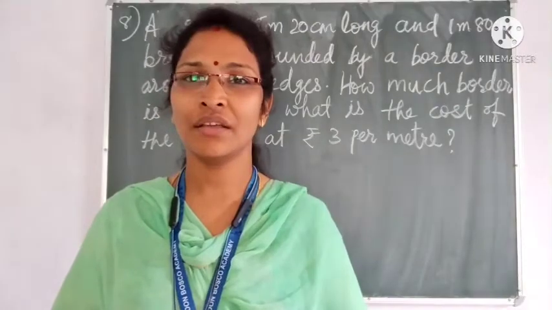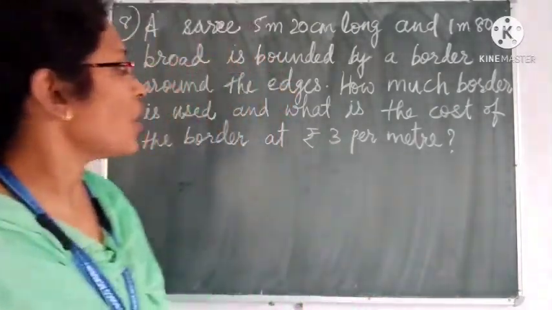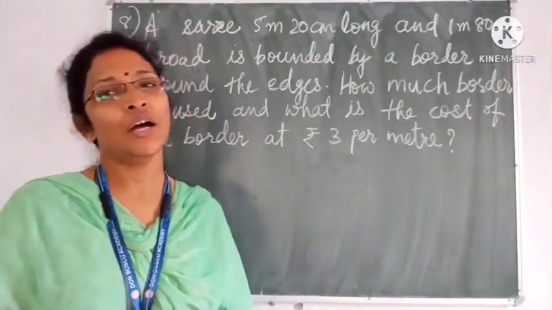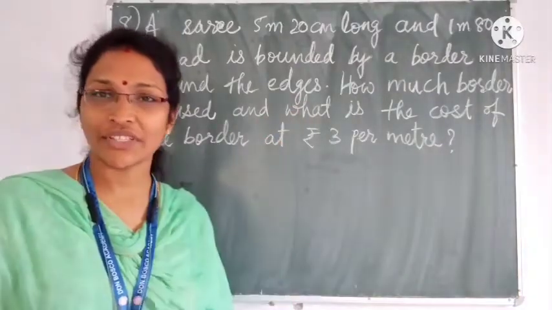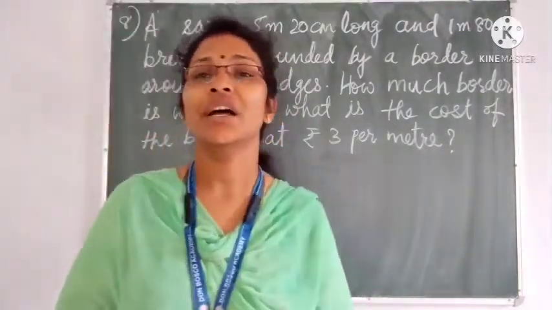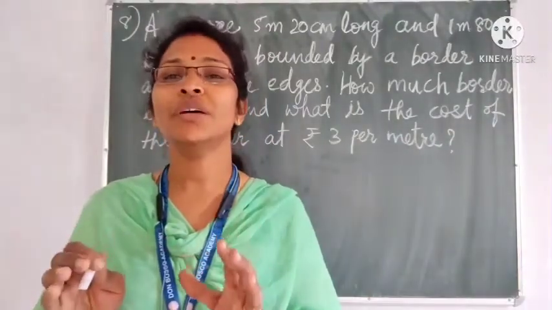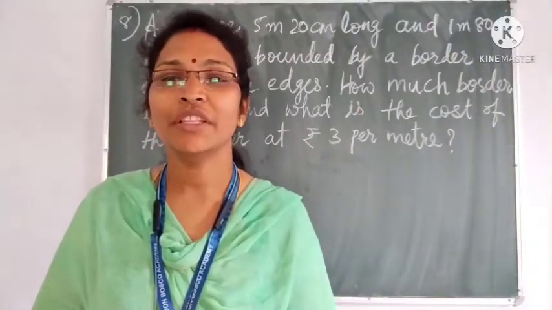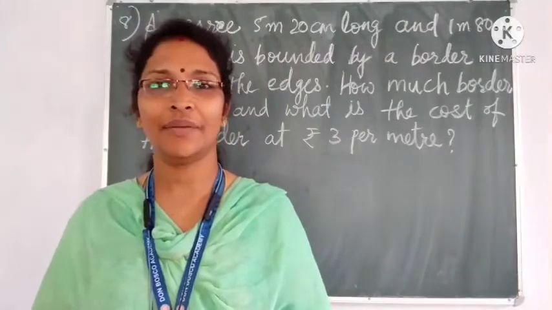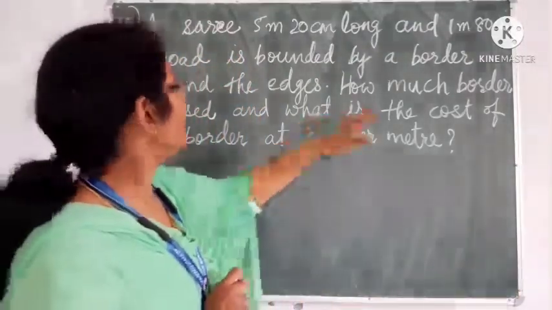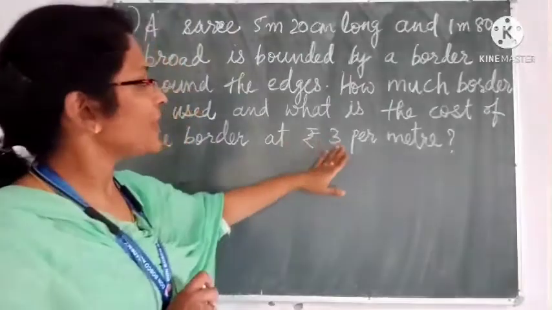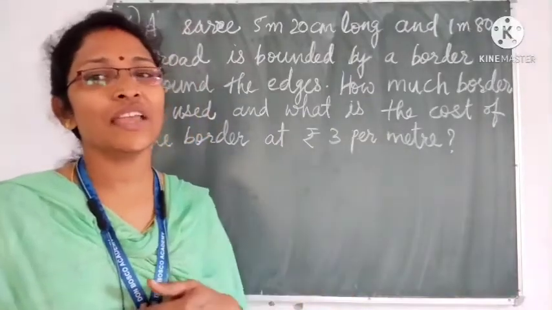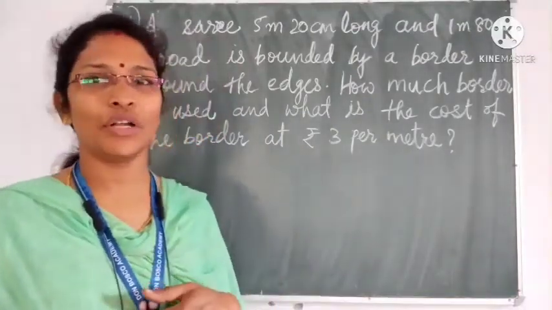Now the question is, how much of the border will be used here? The length of the border. The length and breadth of the sari is given. For finding out the length of the border, we are going to put the border around the sari, so the length of the border is going to be the perimeter of the sari. Now, one more question is asked: what is the cost of the border at rupees 3 per meter? If you know the length of the border, we can easily find out the cost of the border also.